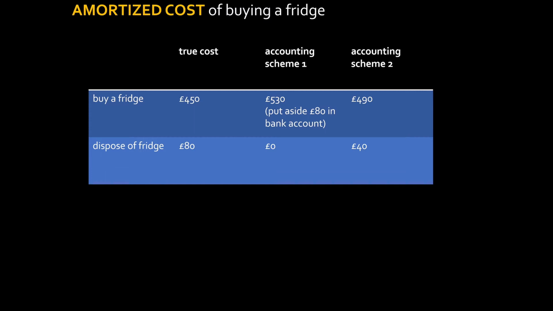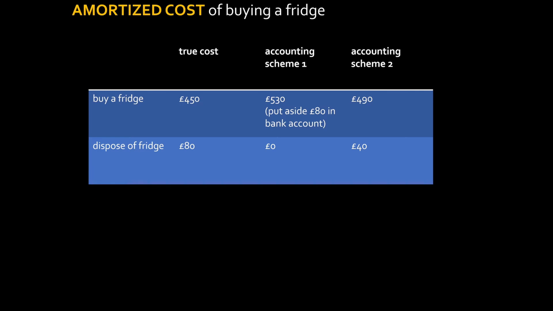Alternatively, I could simply say I'm going to spend £530 up front. £450 will go to the shopkeeper, £80 I'll put into a bank account so that when it comes time to dispose of the fridge, I have the £80 in my bank account. I've paid everything I need to. I haven't changed the cost of any of the operations here. I've simply said I will have to pay a total of £530.